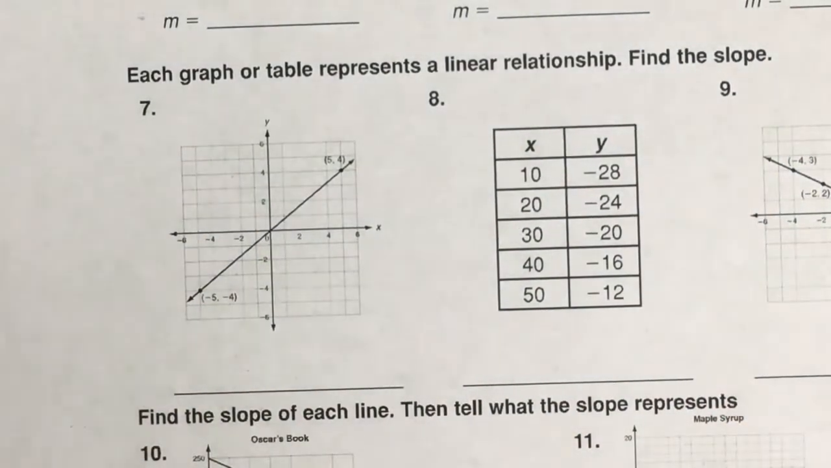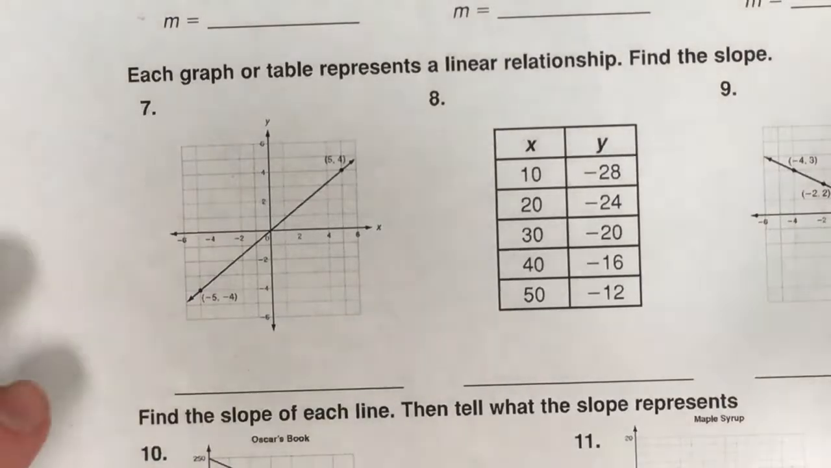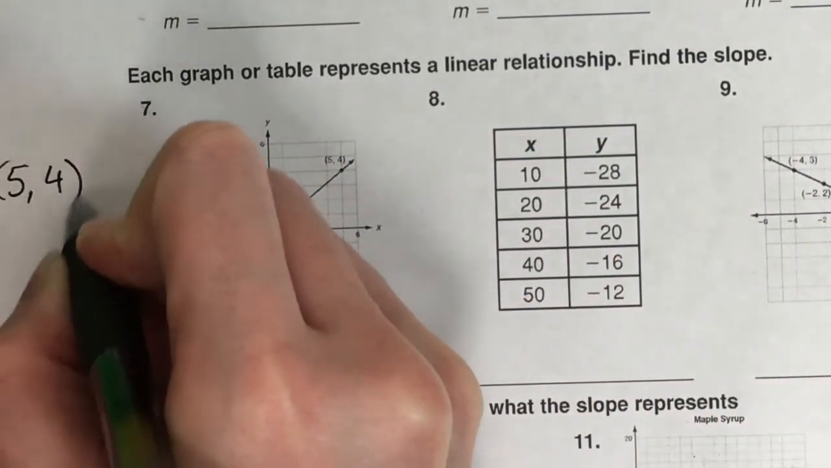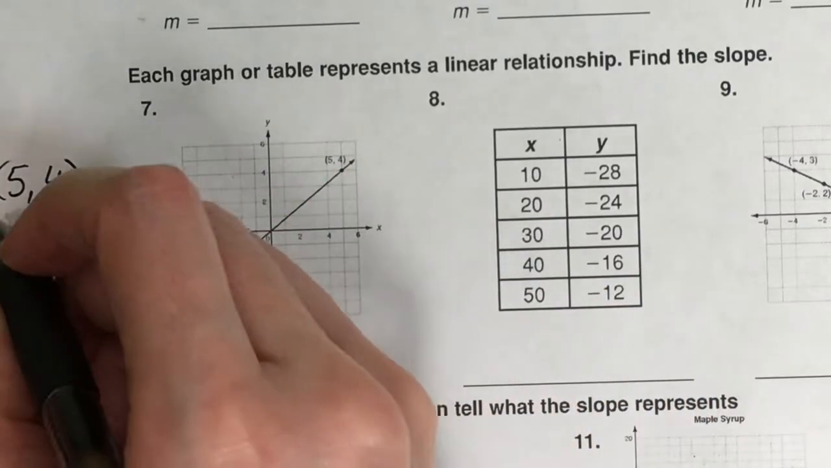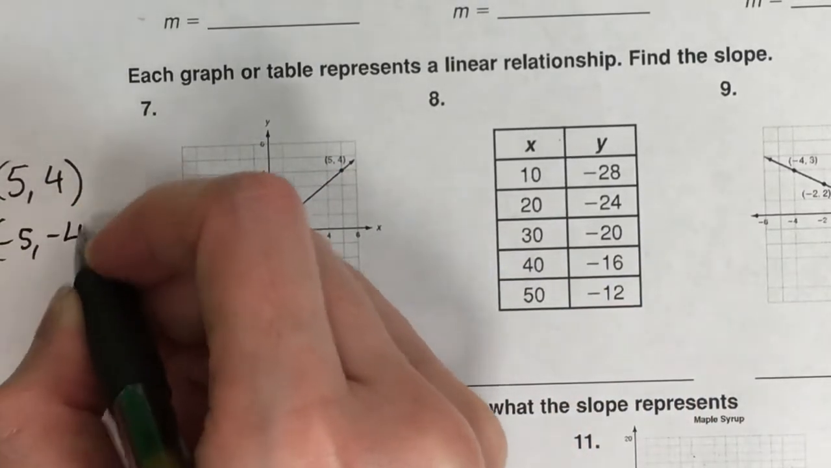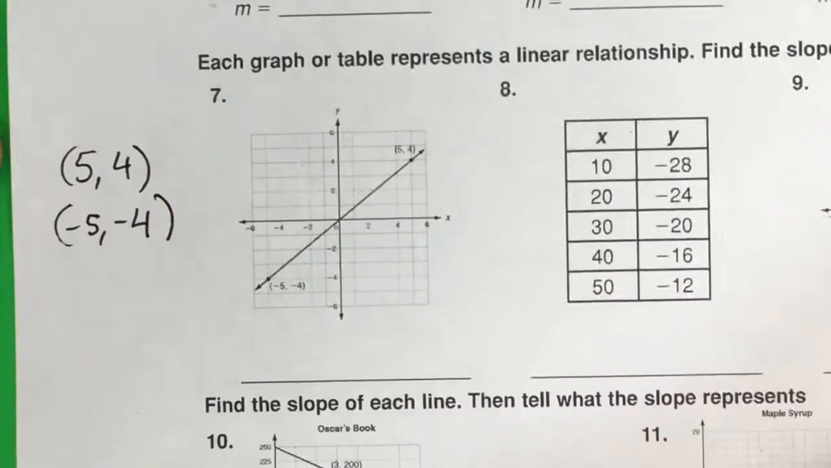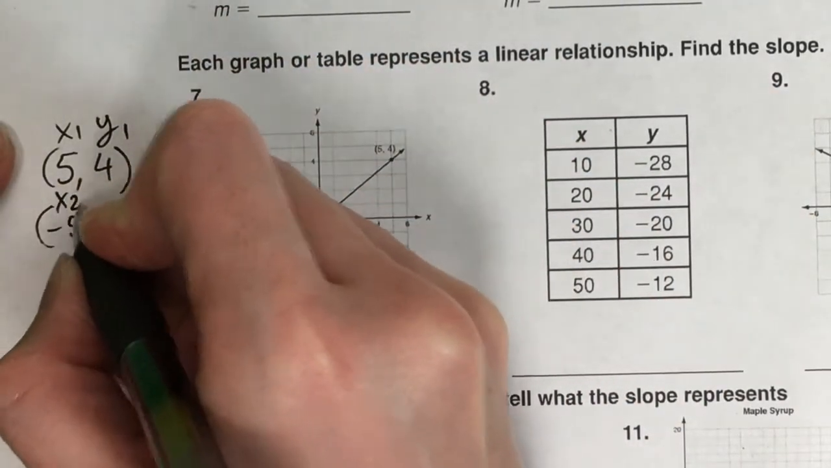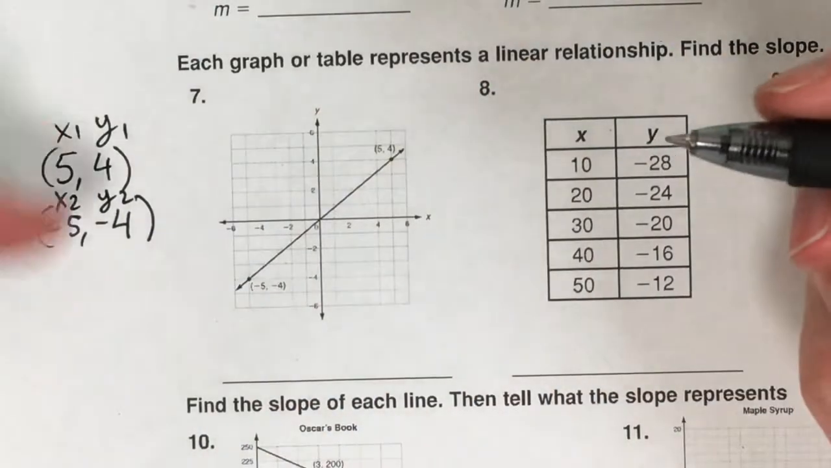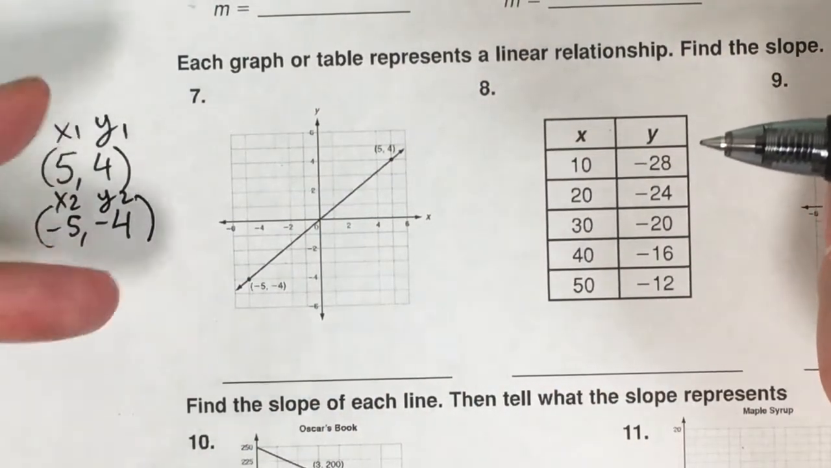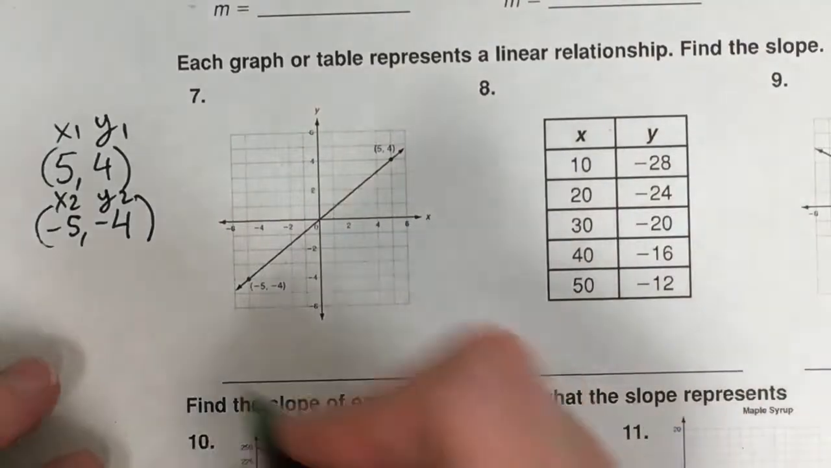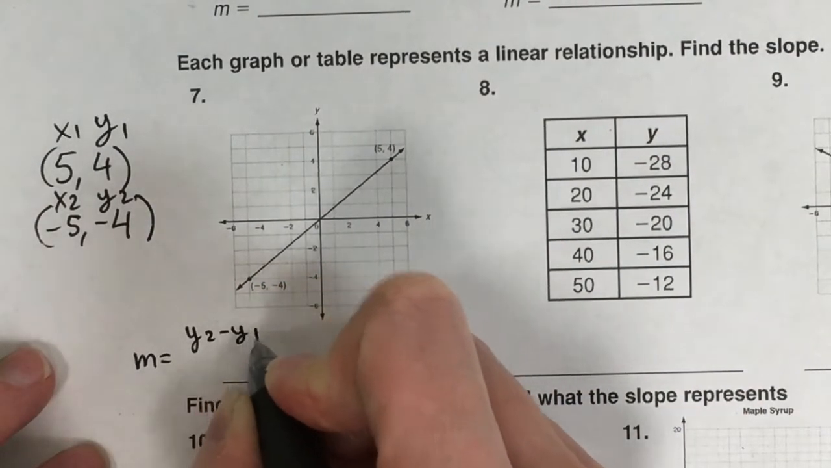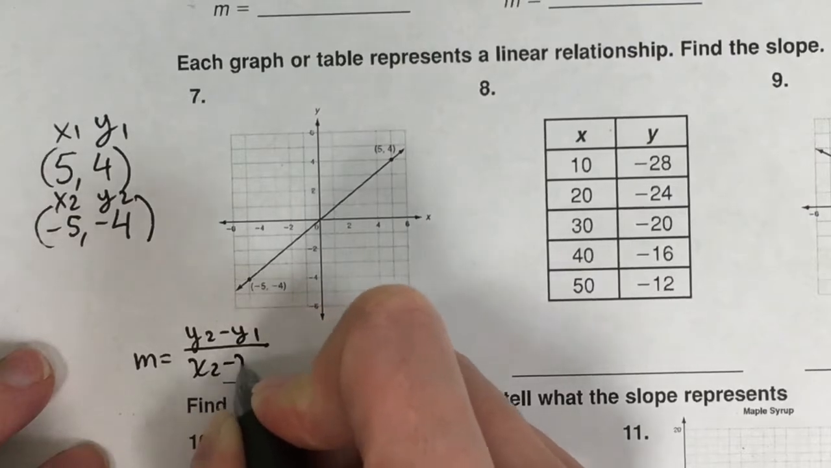So, I'm going to go ahead and do it. So I have (5, 4) from this one, and (-5, -4). And I'm going to do x1, y1, x2, y2. It doesn't matter which one is which. You could switch them, it doesn't matter. So m equals y2 minus y1 divided by x2 minus x1.